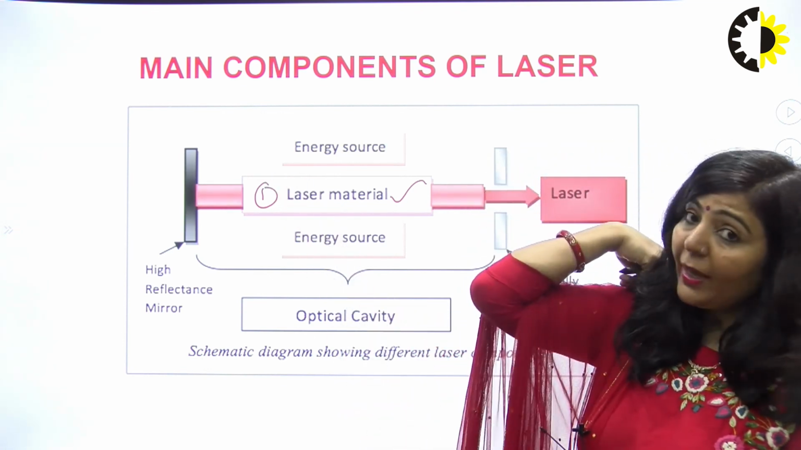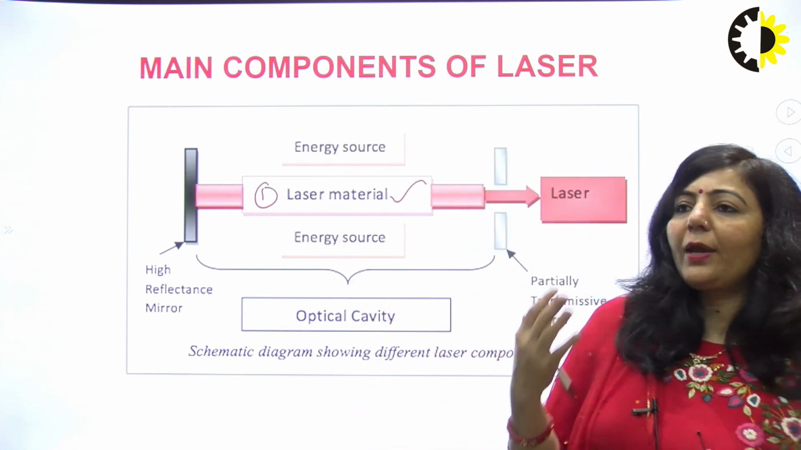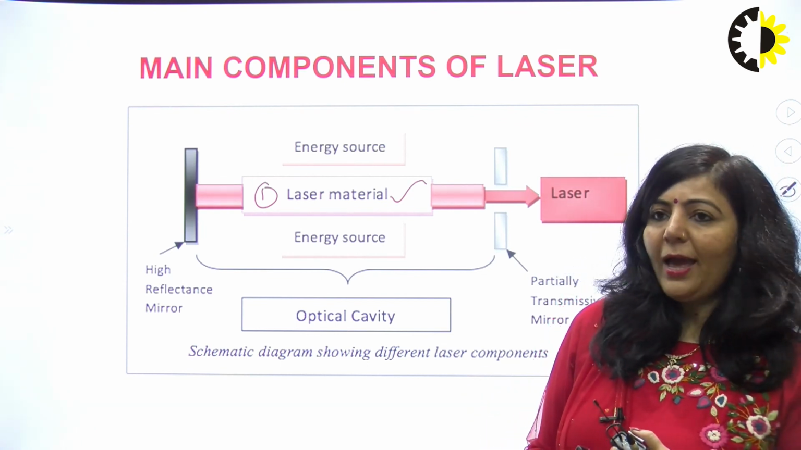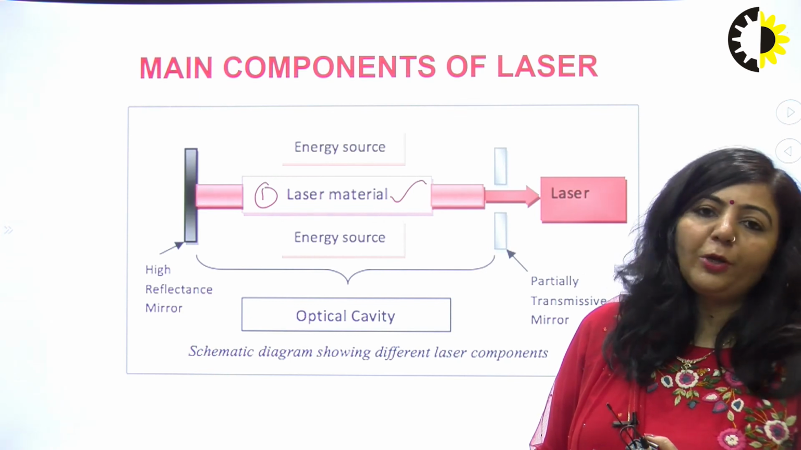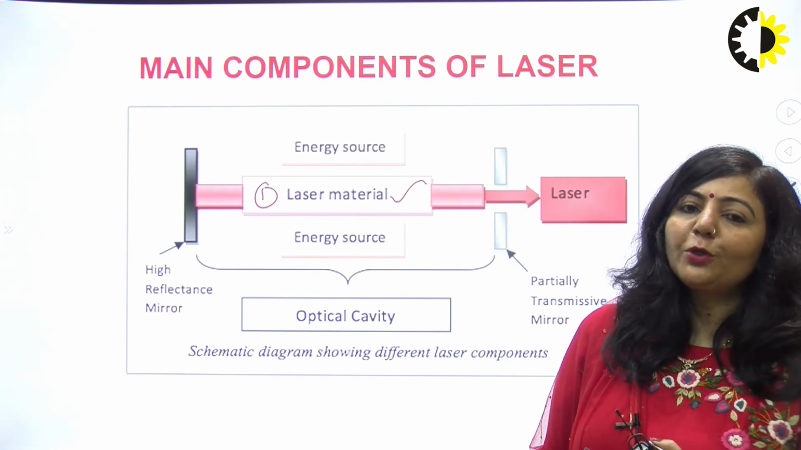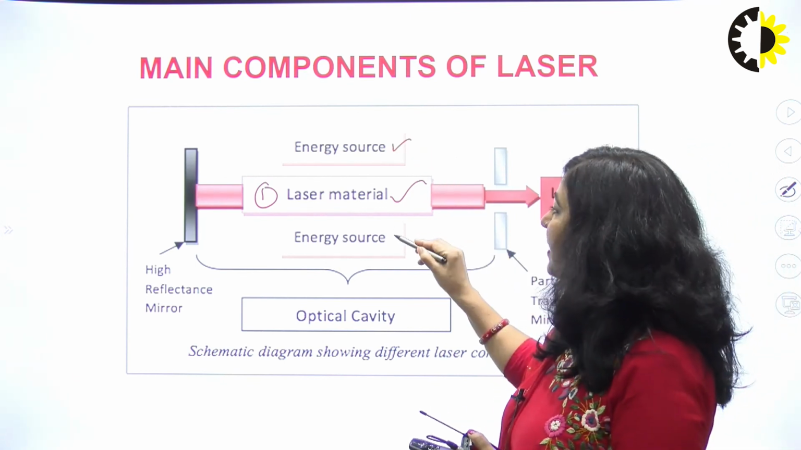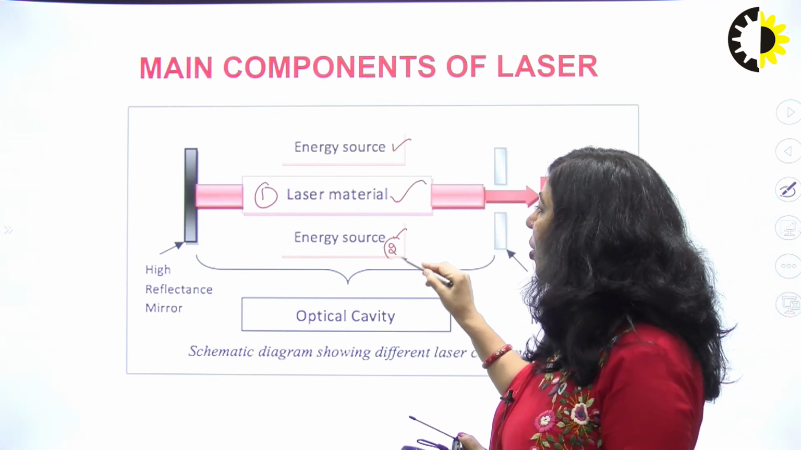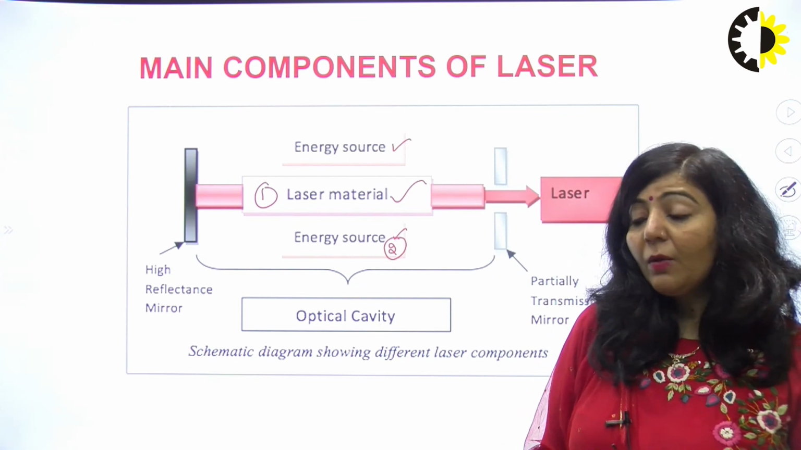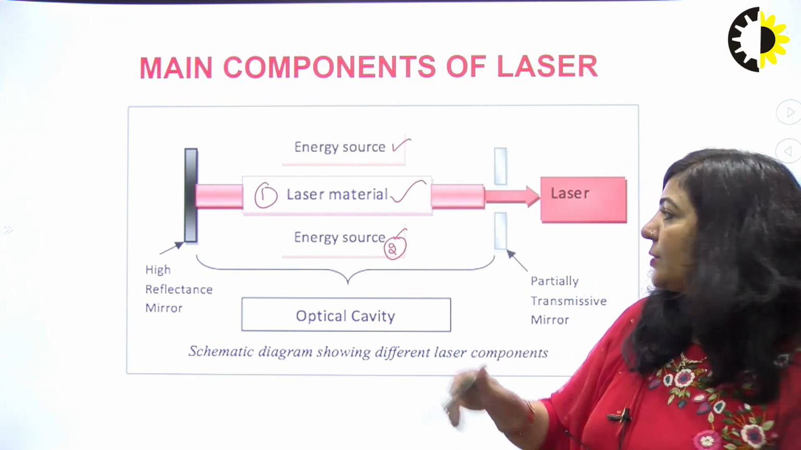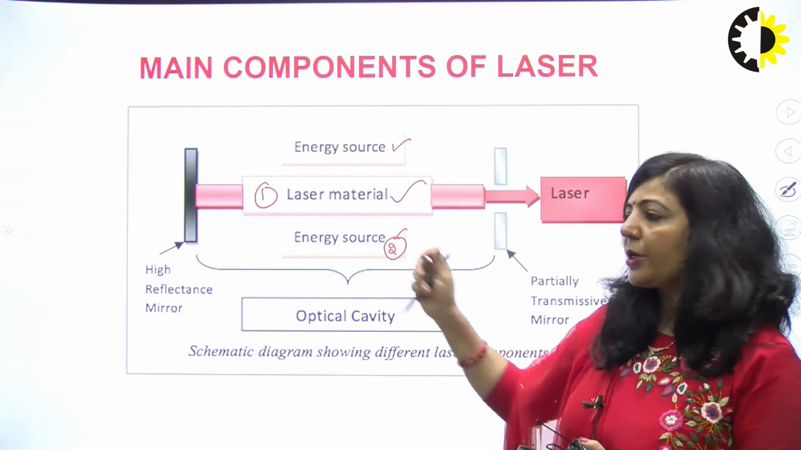So now you have an active medium, but in order to get laser light, you need stimulated emission, and for stimulated emission you need population inversion, and for population inversion you need a pumping source. So the second essential component is this pumping source, or you can say the energy source, which will pump the ground state electrons, atoms, ions or molecules to a high energy state. So that is the second essential component.